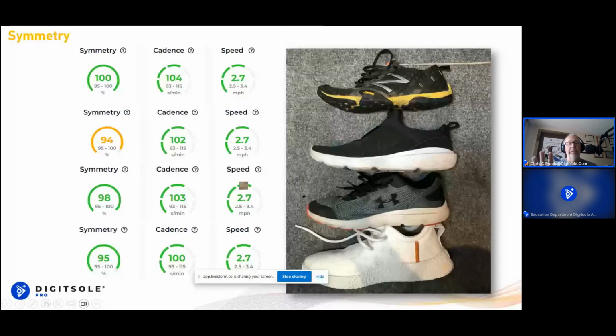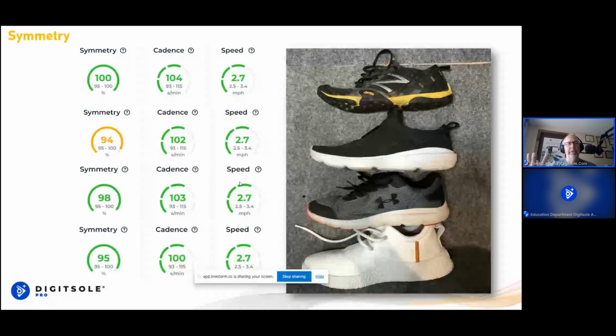So brief reminder, and the reason I do this too is, even if I'm doing a running analysis on someone, I always start with a walking analysis. And it's not so much that I expect the shoe to perform exactly the same, because they don't. A running shoe may not be the best in terms of walking, but what it does do is it gives me some of this normative data that we don't really have in running, because there's so many aspects of running that are going to be influenced.